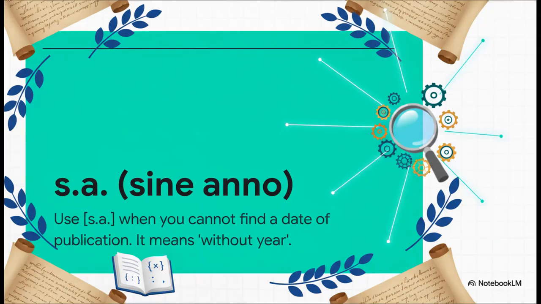So if you've searched and you truly cannot find a year of publication, you're going to use this little abbreviation, S.A., in square brackets. It stands for sine anno, which is just Latin for without year. Simple as that. You just pop it in where the date would normally go.